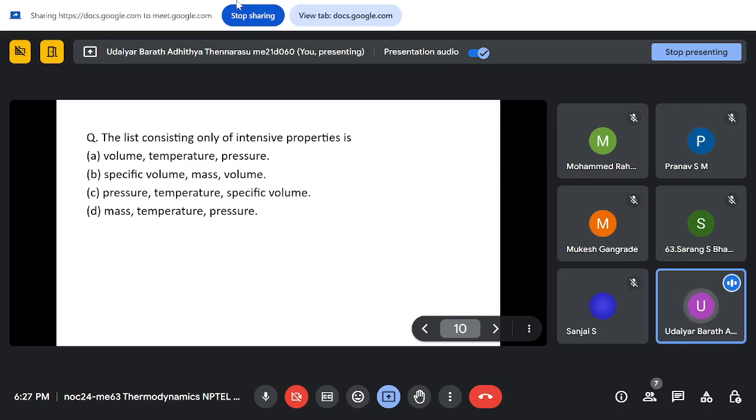I listed out everything as in the previous example. So the answer is C: pressure, temperature and specific volume. Volume is an extensive property, but specific volume is an intensive property. Specific volume is nothing but volume divided by mass, or you can say 1 by density. So that is an intensive property. So the answer is option C. Anything with the name specific before the property, you can assume straight away is an intensive property.